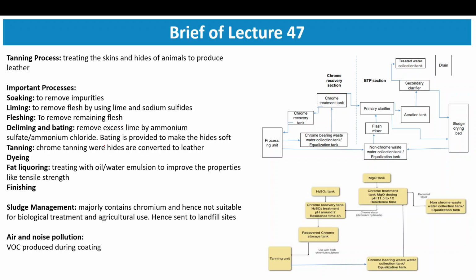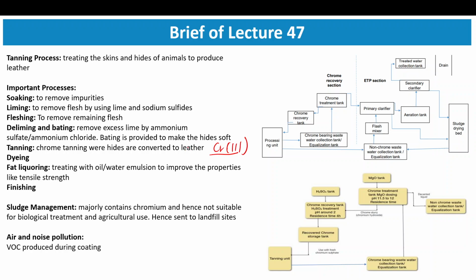Now the next process is the main process where chromium salts in the form of Cr3+ are used. Chromium has two valencies and here we are using chromium 3. So for the tanning process, the hides of the animals are converted into the final leather product.